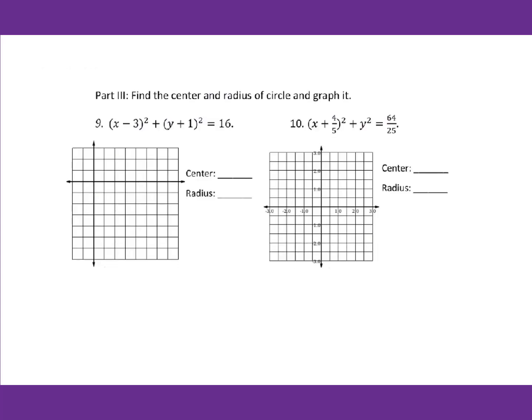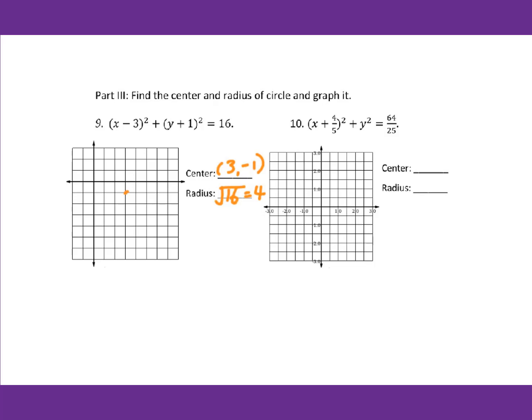Find the center and radius of the circle according to the equation. Then graph the circle. For conic sections, whenever you see a square, it means the inside is the opposite sign. Therefore, the center will be (3, negative 1). Radius will be square root of 16 equals 4. You will find the point (3, negative 1).